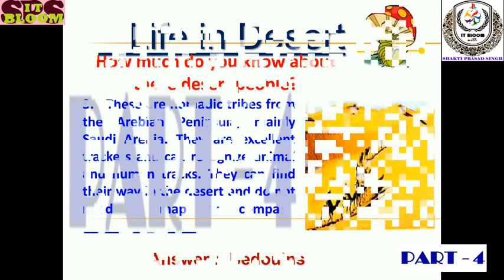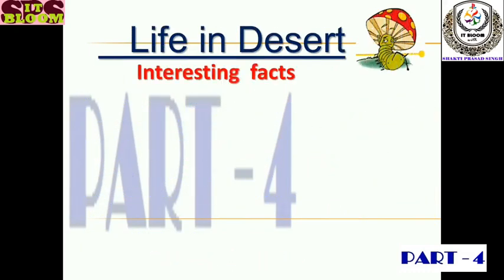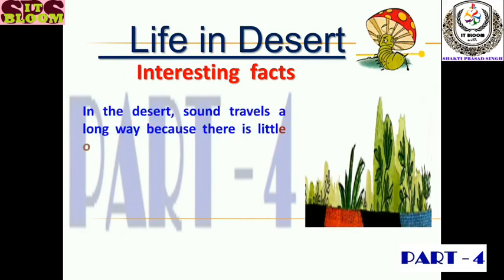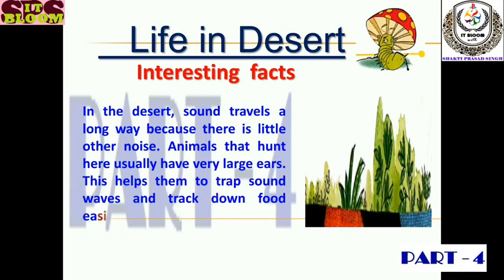Next is interesting facts about the desert. Very interesting: in the desert, sound travels a long way because there is little other noise. Due to fewer people and less life, sounds travel very far. Animals that hunt there usually have very large ears. This helps them to trap sound waves and track down food easily. They can track down the animals which they can eat easily with the help of these long ears.